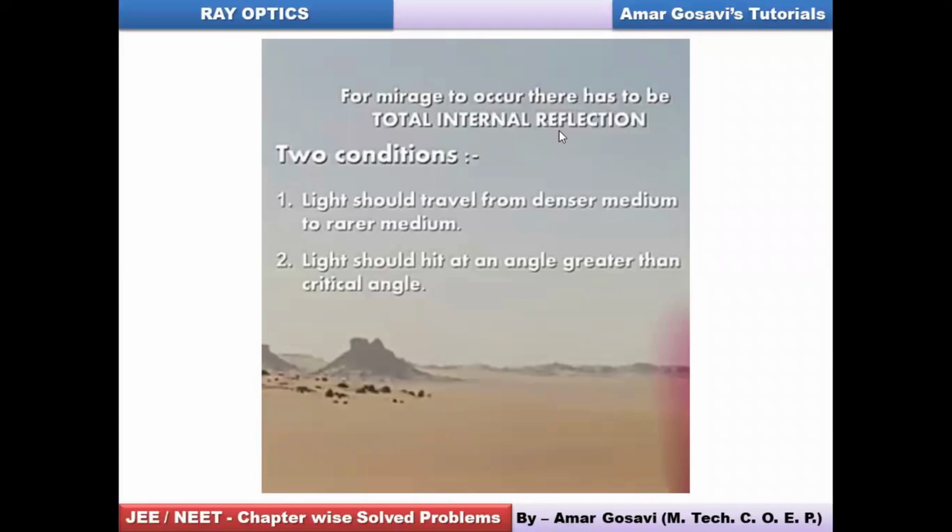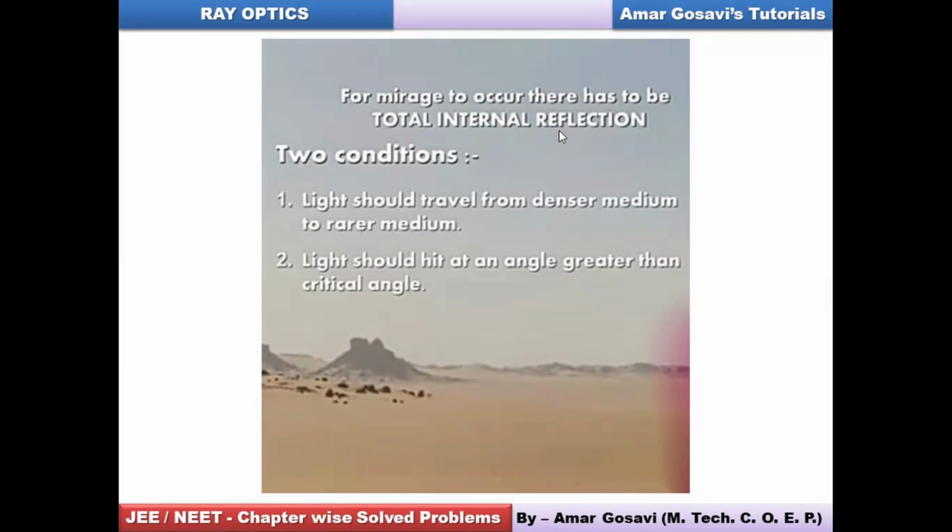So if we want to define it, critical angle is an angle of incidence for which the angle of refraction would be 90 degrees and the refracted ray would graze the interface. Interface is a demarcating boundary between the two mediums. So it's a boundary which separates the two mediums.